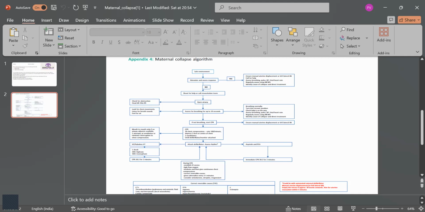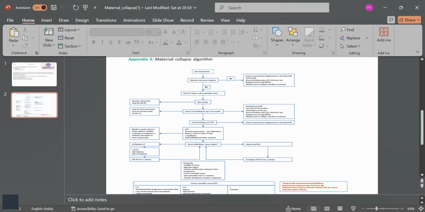I'll be taking the leadership, and I will assign tasks to my colleagues. I'll assign one member of the team to explain the situation to the family members, because the patient has collapsed and will not understand. So the family members need to be informed, and one team member will do that.